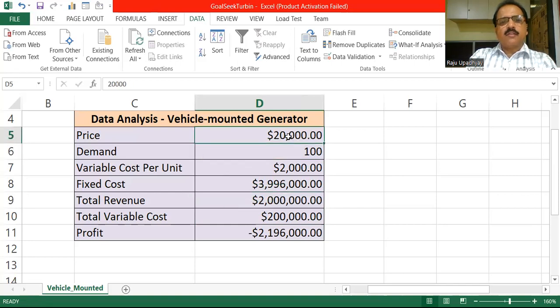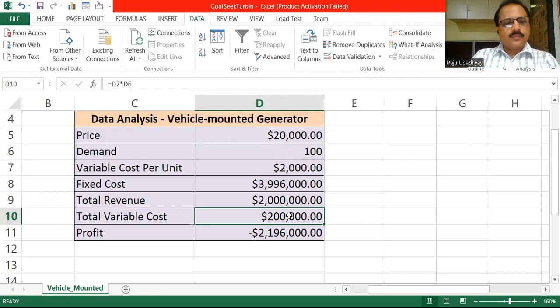Obviously, the price of one generator which we have set is $20,000. So if we are going to sell 100 because there is a demand in the market, I am going to get 20 lakhs from this business. The variable cost is the expense that changes in proportion to the quantity of generators manufactured. That means if you manufacture more generators, the variable cost will be more. If you produce fewer generators, the variable cost will be less.